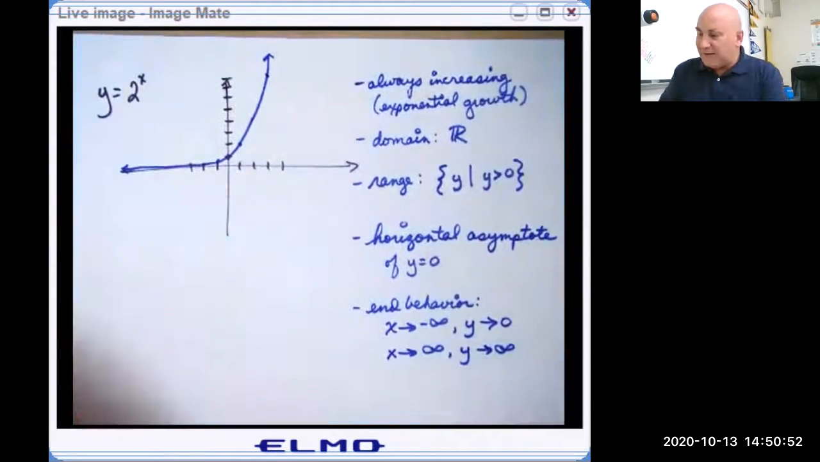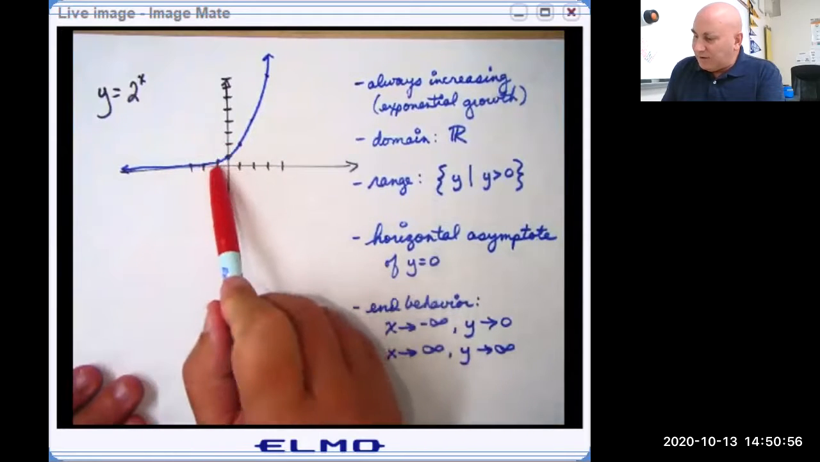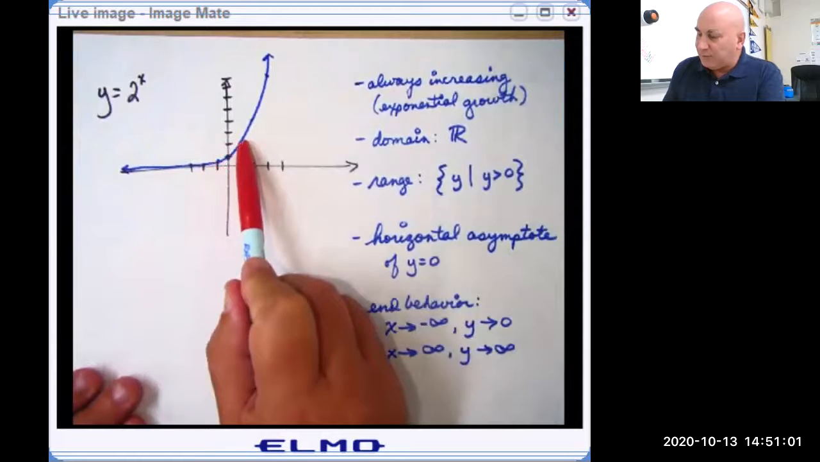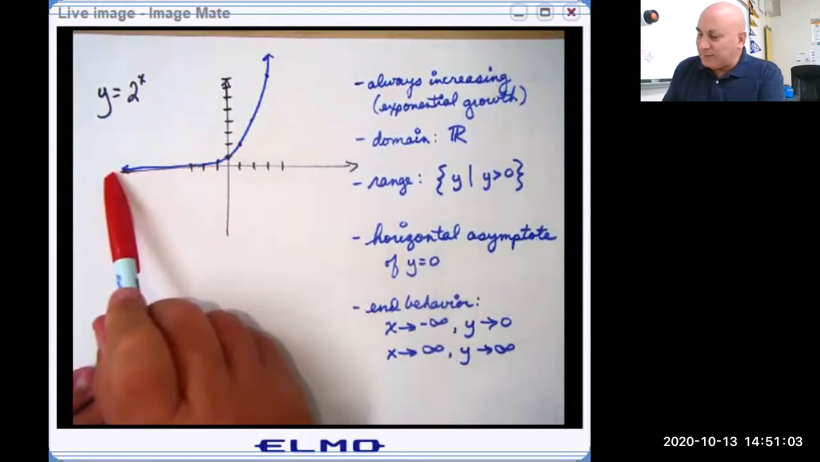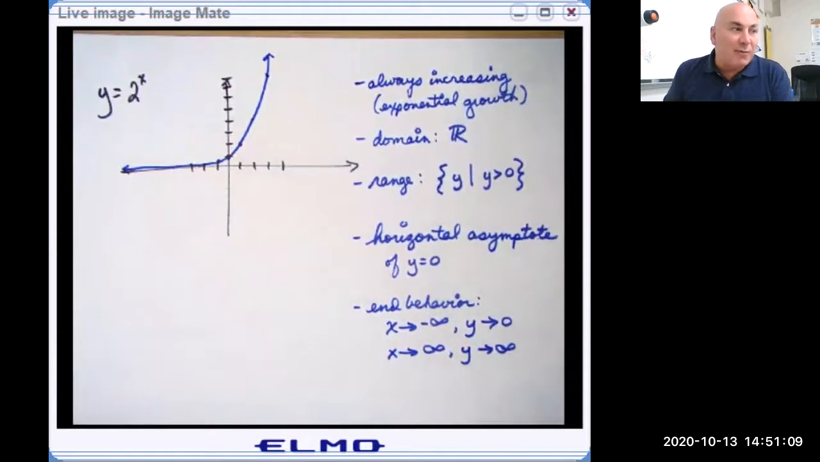So let's look at the graph of y equals 2 to the x. Here's 2 to the negative 1 is 1/2, 2 to the 0 is 1, 2 to the first is 2. You can see it's asymptotic to the x-axis. Here are a bunch of facts about the graph of y equals 2 to the x. And we'll go over it in more detail in class.